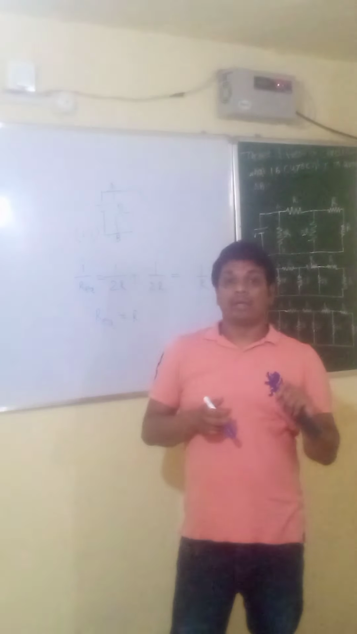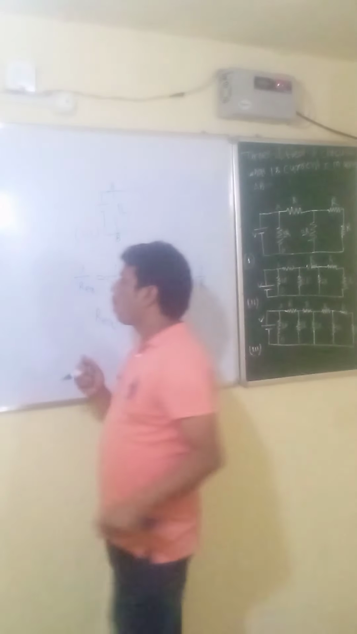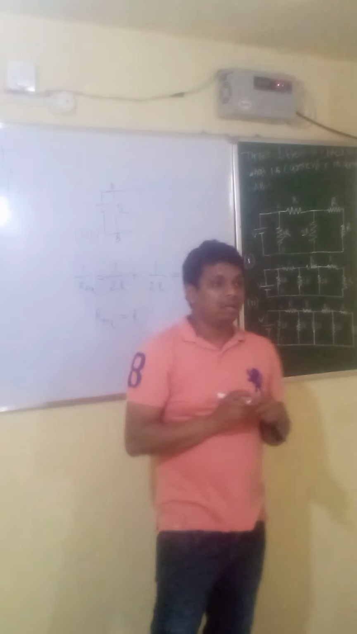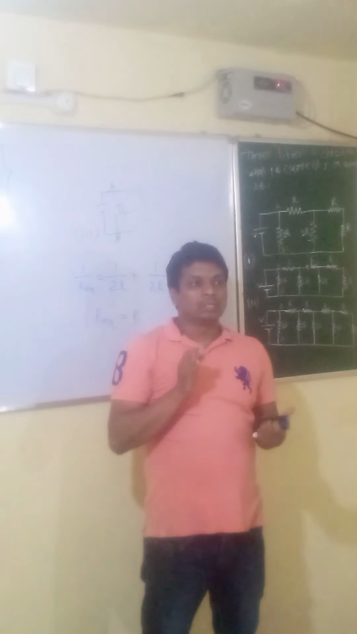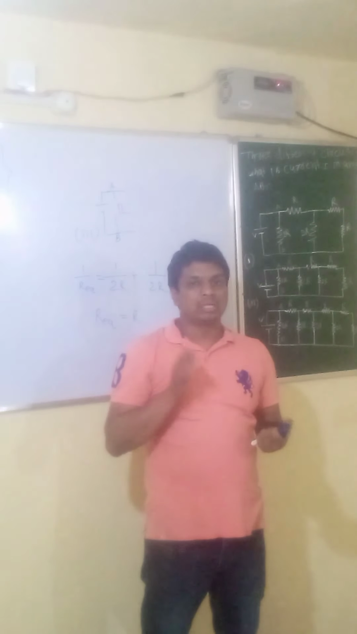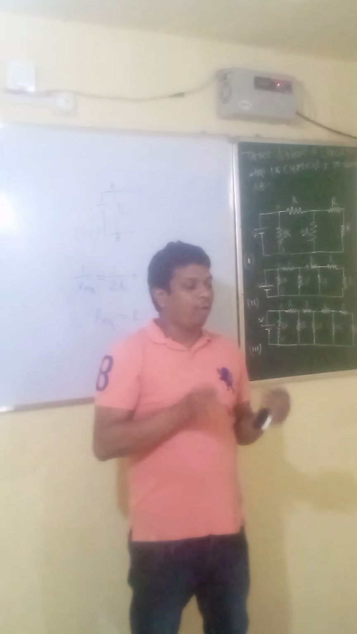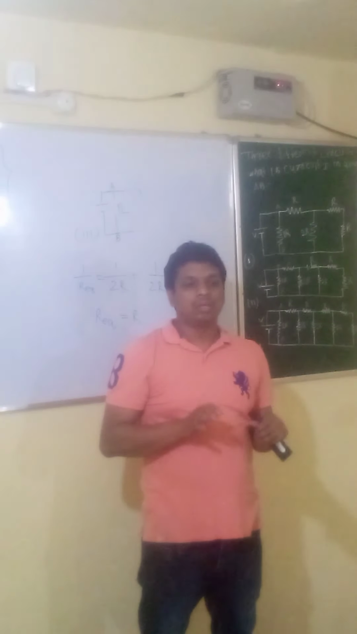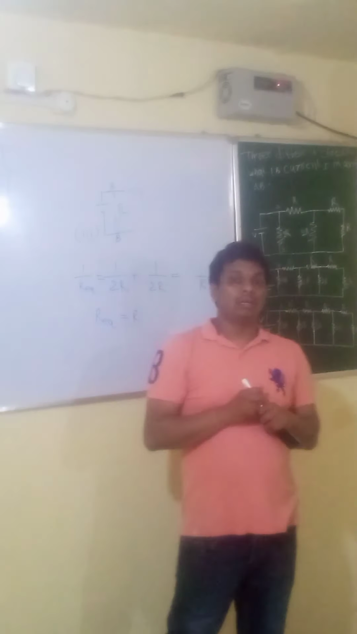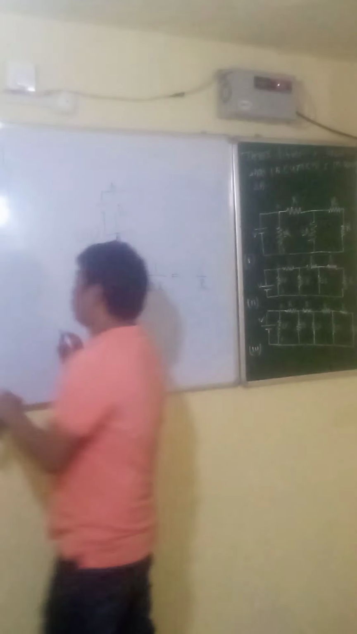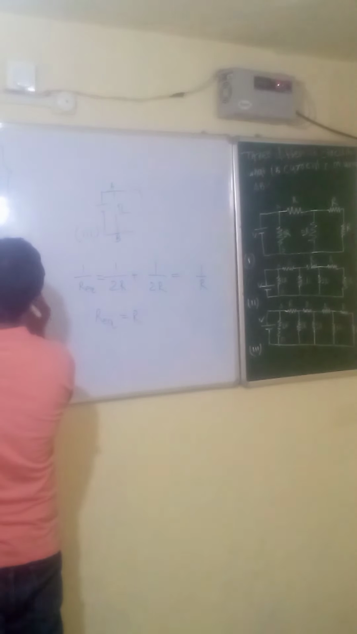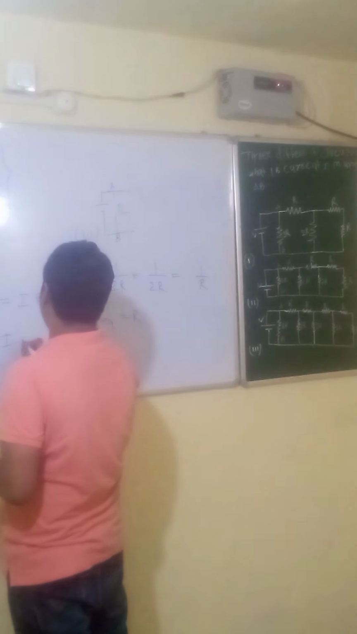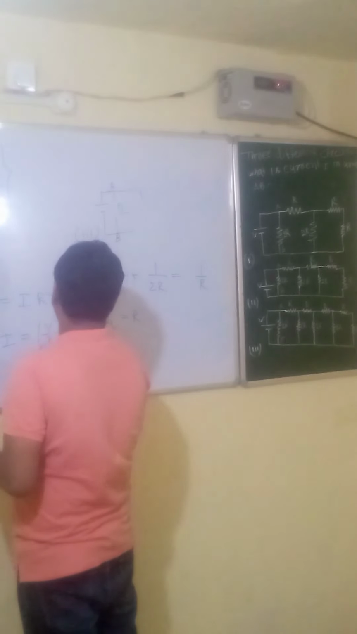All three given circuits have equal equivalent resistance. Then the answer is that in circuit first, circuit second, and circuit third, the flow of electric current will be equal, because resistance is equal and the potential across A and B is also equal. Then we know the formula V is equal to IR. R is equal and V is equal, so I will also be equal.